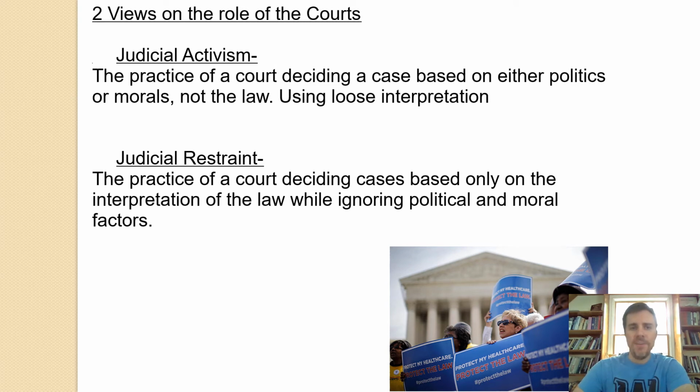The first 2 models, which the state of Virginia wants me to hit on, are activism versus restraint. I don't like these terms as much, but I'm paid by Virginia. So judicial activists are people who are accused of using the courts to further some sort of societal norm, or to make sweeping decisions that have reverberations throughout society.